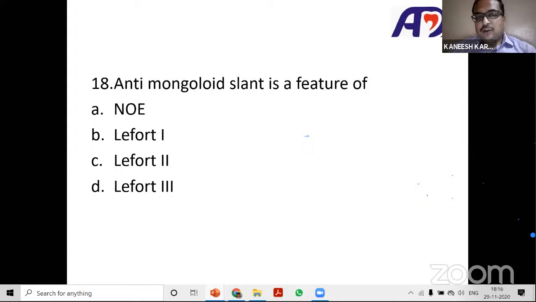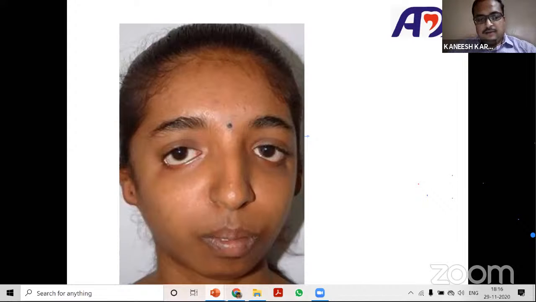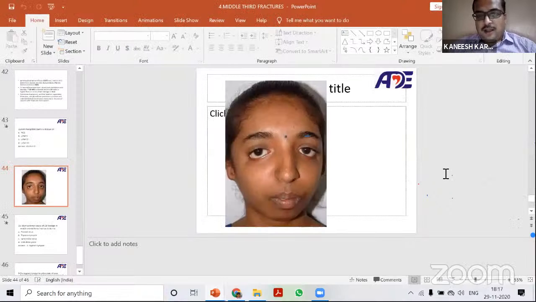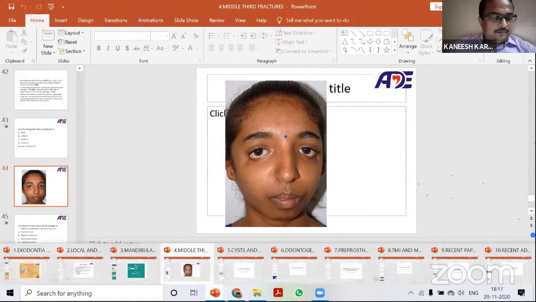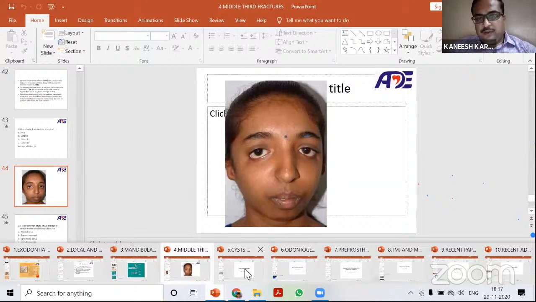Anti-mongoloid slant is a feature of, yeah, D, Lefort 3, we already saw this. This is an anti-mongoloid slant. This is not a Lefort 3 fracture, but I want to show you the anti-mongoloid slant. So we'll move on to cysts and tumors.